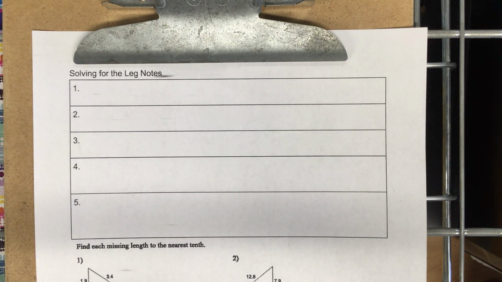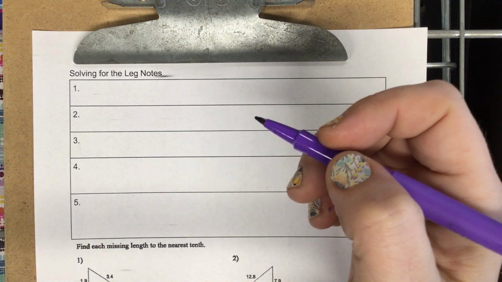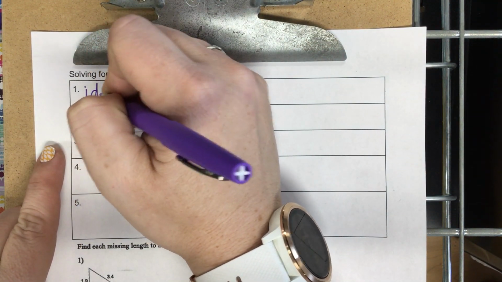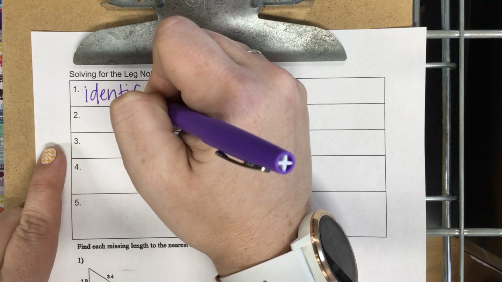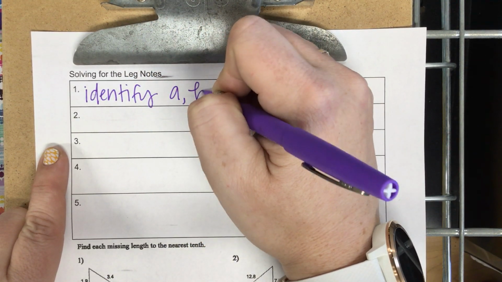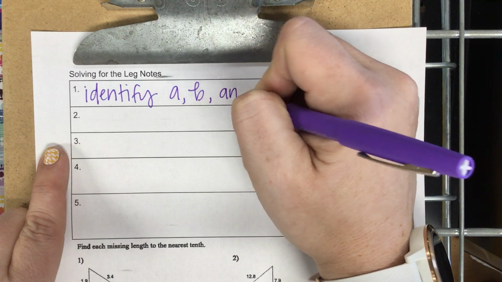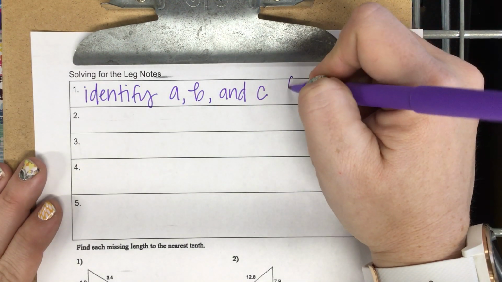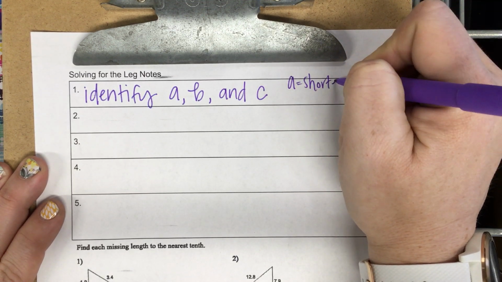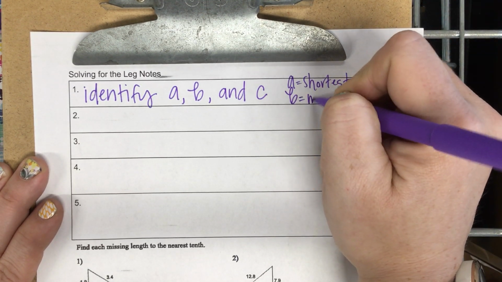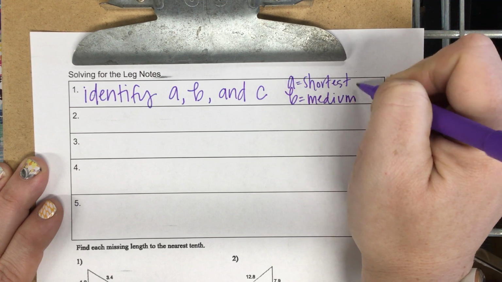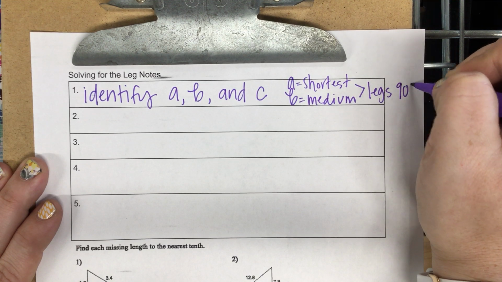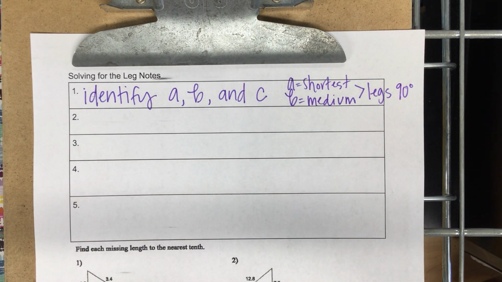Okay, so now we're going to solve for the leg of a right triangle. So the leg is going to be missing. So again, we start out with identifying A, B, and C. A is the shortest, B is the medium side, and these are the legs, which make the 90 degrees. And C is the longest side.